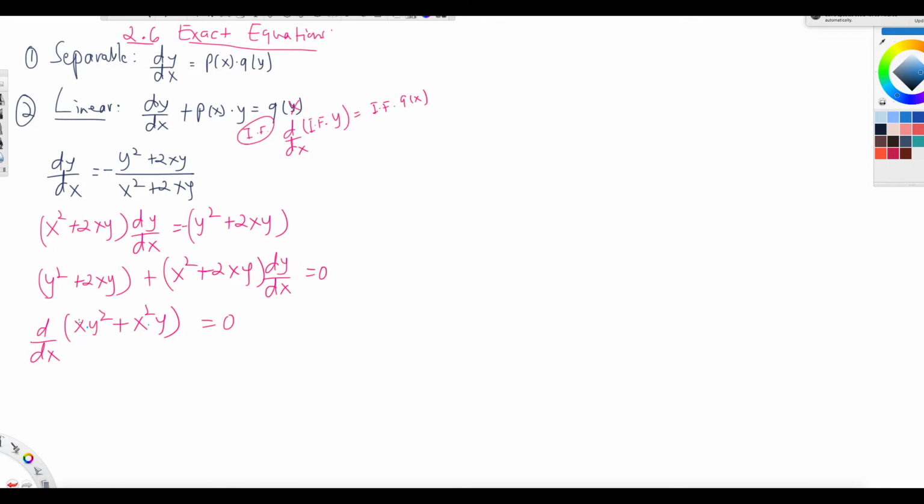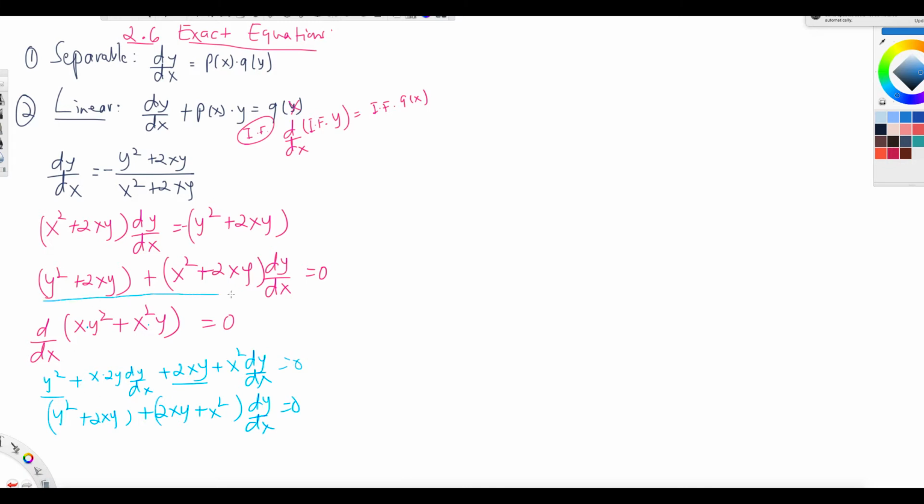If you use the product rule, f times g, what you get here is y squared plus, because the derivative of x is 1, x times 2y dy over dx. Plus there will be 2xy for this one: the derivative of f is 2x, times y, plus f times g prime, so x squared dy over dx. There are two terms without the derivative, so you get y squared plus 2xy, and then plus 2xy plus x squared, that is (x squared plus 2xy) dy over dx, equals 0. You see that? So this can be written as the derivative of this form, but it was not obvious. We will learn how to find that function whose derivative is the whole left hand side, with 0 on the right hand side.